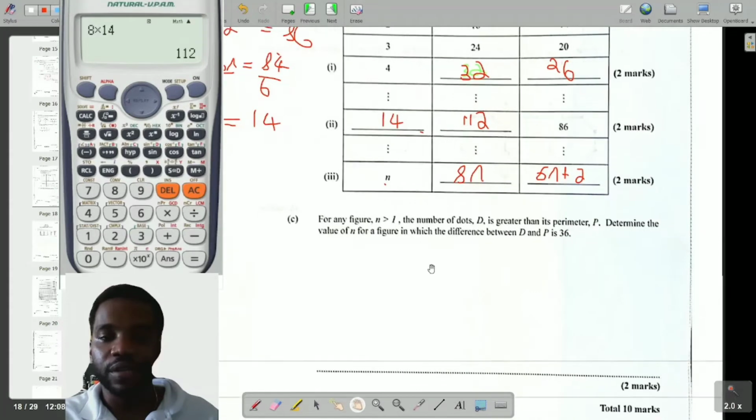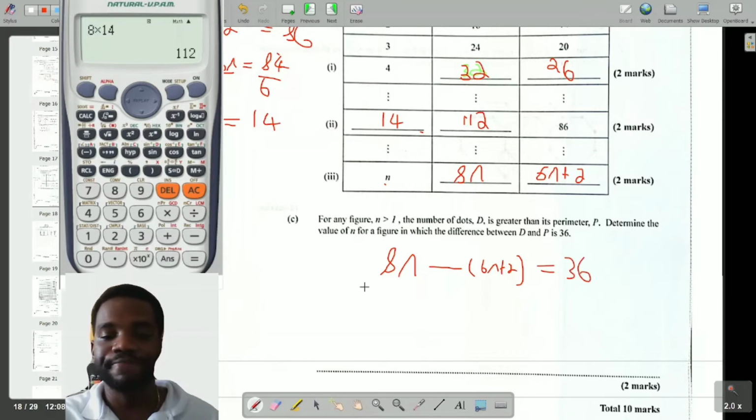Part C. For the figure n greater than 1, the number of dots is greater than its parameter p. Determine the value of n for a figure which is the difference between the d, number of dots, and the parameter is 36. All you have to do is write down the formula for the number of dots. The formula for the number of dots is 8n. Difference means you subtract. You're going to subtract the formula for the parameter. But because you have 6n plus 2, it's two things. You have to put that 6n plus 2 in a bracket. And the difference between them is 36, which means you equate this to 36.